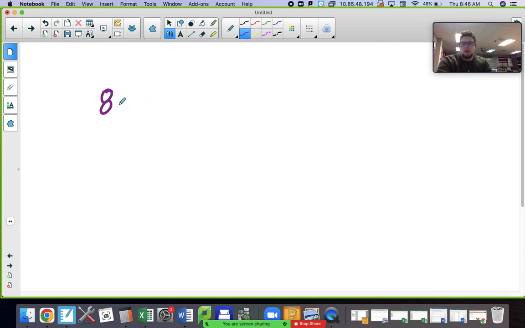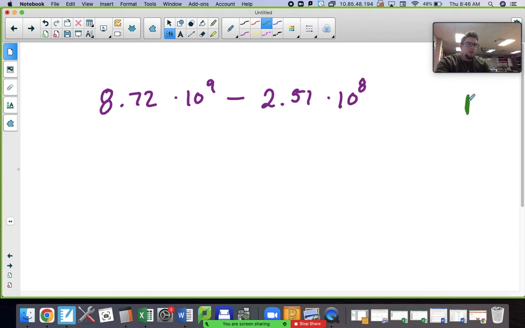Maybe it's 8.72 times 10 to the 9th, and I want to subtract 2.51 times 10 to the 8th. Not the same power, so step number one is to make them the same power. So this is going to be 10 to the 8th, or this one becomes 10 to the 9th. Once again, you get to choose which power you want to change. It will just influence what the rest of the problem looks like. It will not change the outcome.